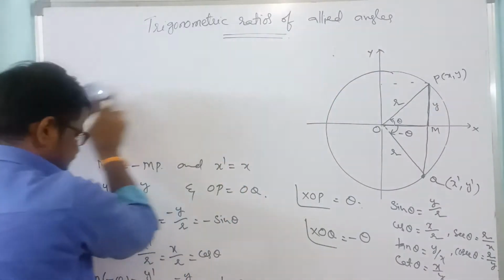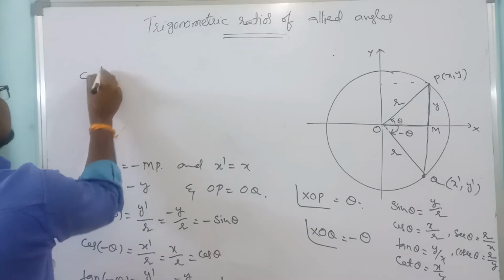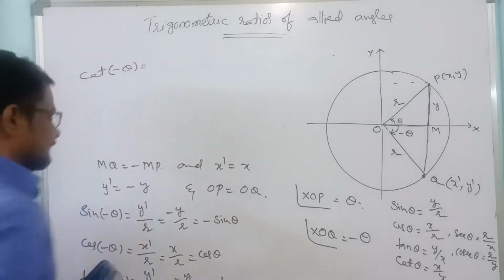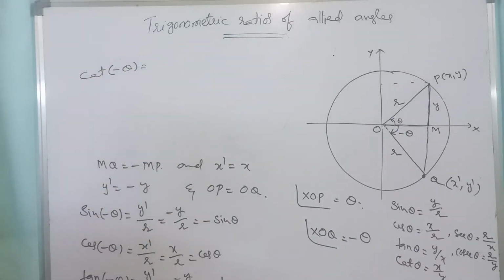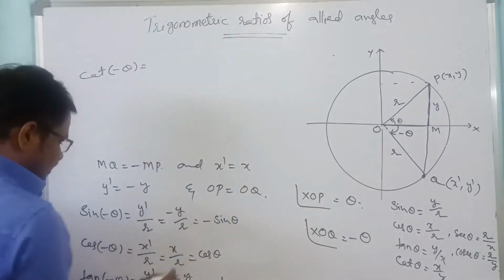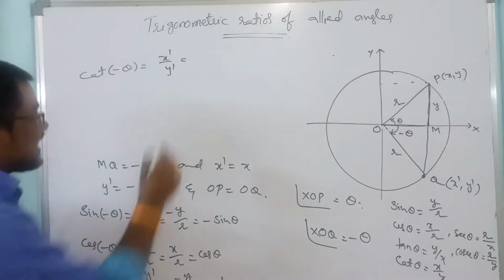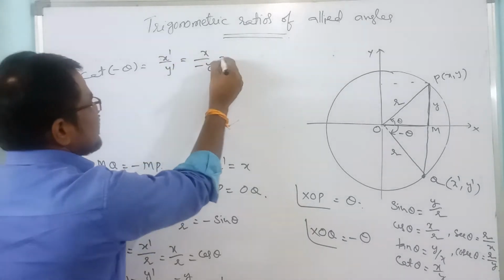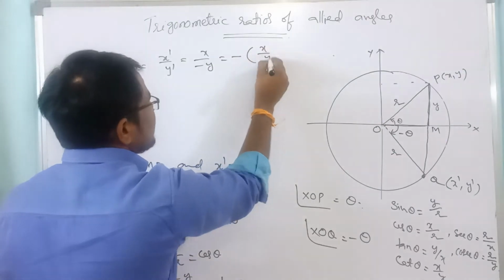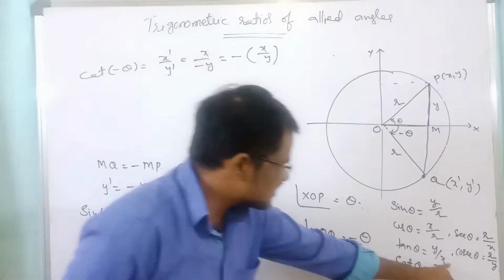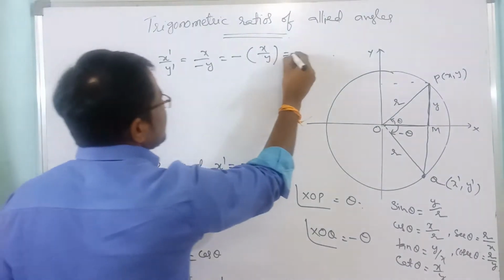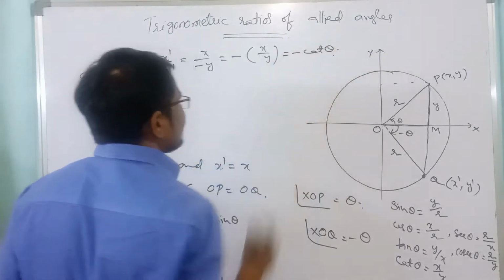Next, cot of minus theta. If you take cot of minus theta, the reciprocal of this one means X dash by Y dash, that is equal to X by minus Y. That is nothing but minus of X by Y. So X by Y is cot theta, that is equal to minus cot theta.